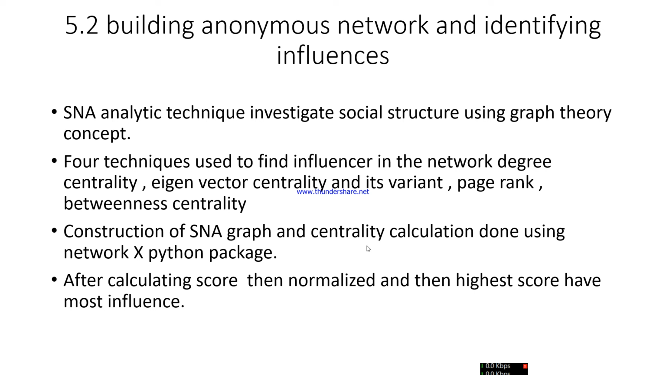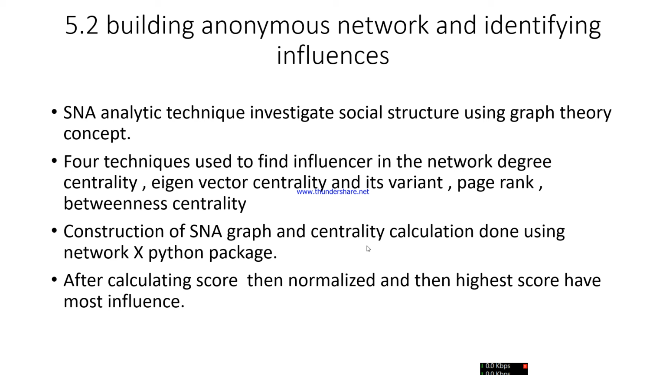Building the anonymous network and identifying influencers: how actually the anonymous network is built and how to identify their influencers. We know that SNA analytical techniques are used to investigate social structure using graph theory concepts. We are already familiar with four techniques: degree centrality, eigenvector centrality and its variant PageRank centrality, and betweenness centrality. Among them, eigenvector centrality has quite better scores to find the top influencers.